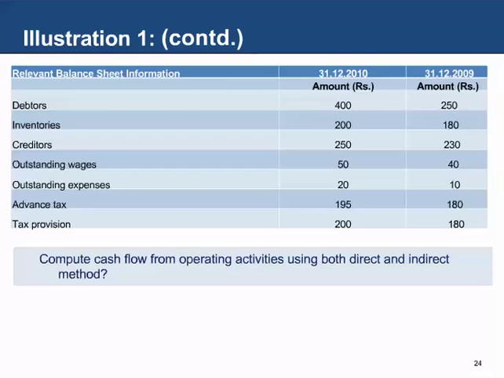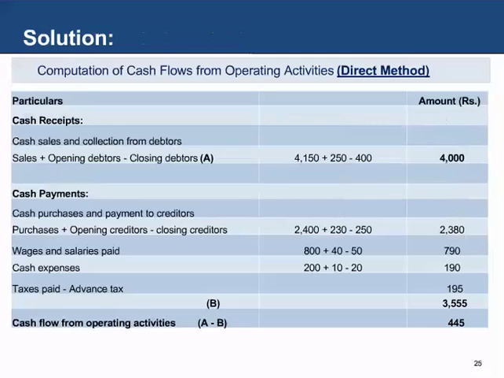Advance tax, closing 195, opening 180. Tax provision, so in the profit and loss statement the tax provision was 200, so closing is 200, opening was 180. So advance tax, if you see, paid was equal to the tax provision of last year. Question is, compute cash flow from operating activities using both direct and indirect method. So first we will see how operating activities cash flows are computed using direct method, and then we'll see the indirect method. So let's come down to the solution.